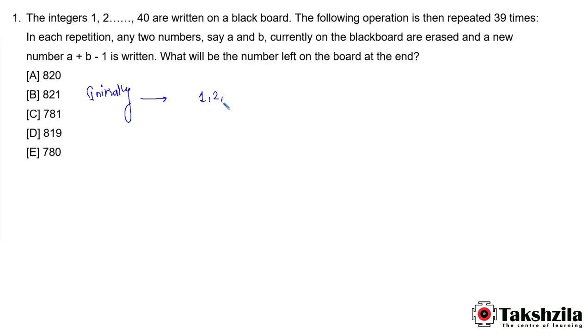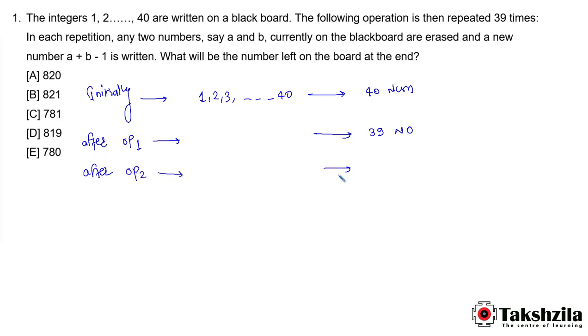Initially the numbers are 1, 2, 3 so on till 40. These are total 40 numbers. Now after operation 1, we are going to remove two numbers and we are going to add one new number. So 40 minus 2 plus 1, that is equal to 39 numbers. After operation 2, likewise in each operation the number of terms will decrease by 1. So now the number of terms are going to be 38 numbers and so on, and you can see that after operation 39 the number of terms remaining will be only one number.